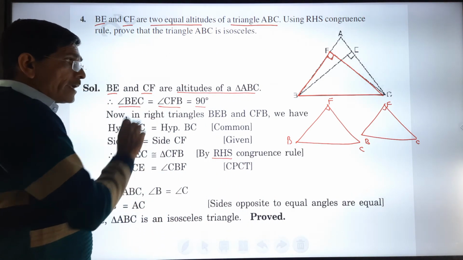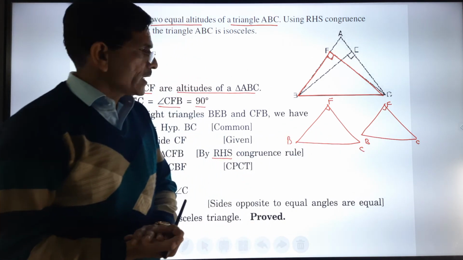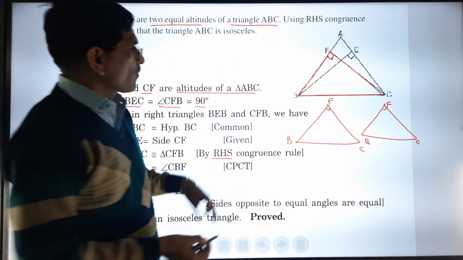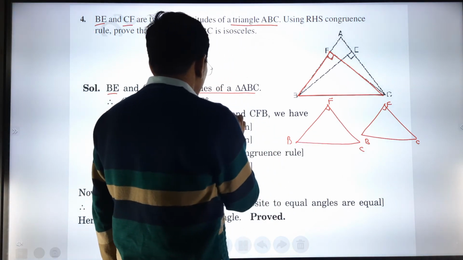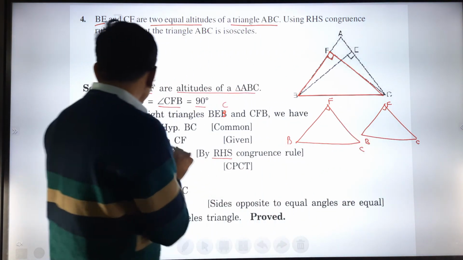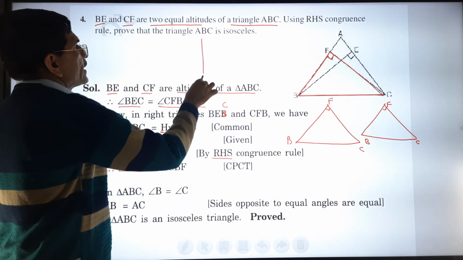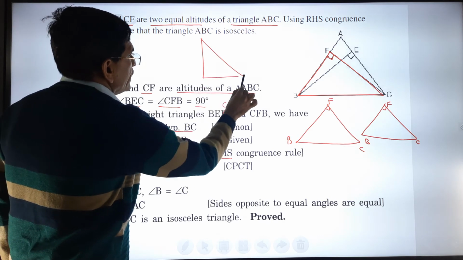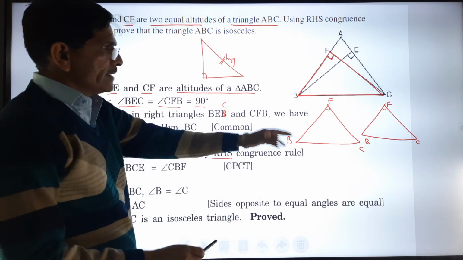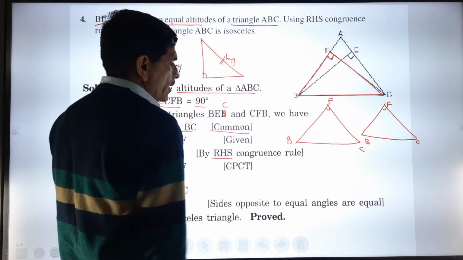Now it's a right triangle. We can name a triangle as a right triangle when there is a 90 degree angle. So right triangle BEC and CFB. The side opposite the 90 degree angle is always the hypotenuse. So here BC is the hypotenuse, and hypotenuse BC is equal to hypotenuse BC, that is common.